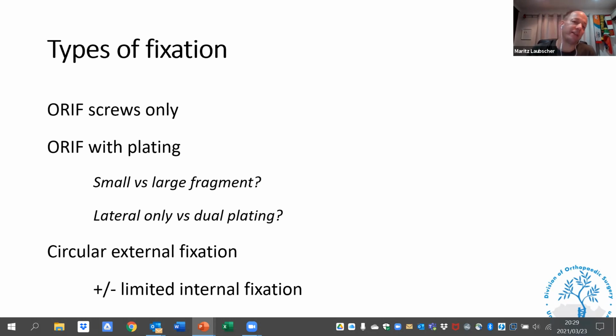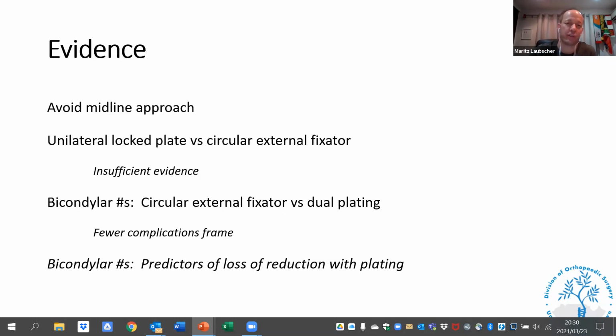Lateral only versus dual plating. When fixed angle anatomical locked plates came out, everyone thought that's the solution for all tibial plateau fractures, and all bicondylar fractures were fixed with lateral only plates. Unfortunately, then over time there was a significant failure in certain cases with lateral plating only, and a slow move back to dual plating, specifically in select cases. And then circular external fixator with or without limited internal fixation.